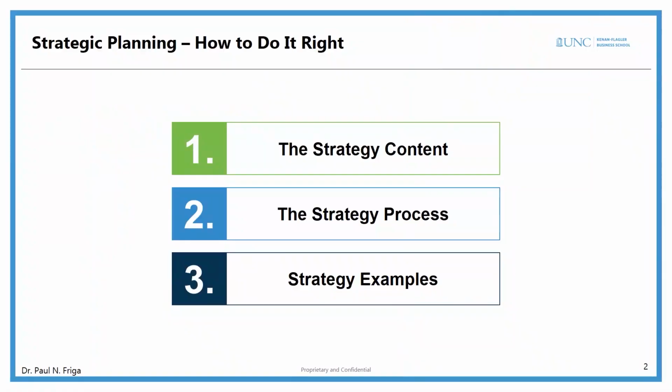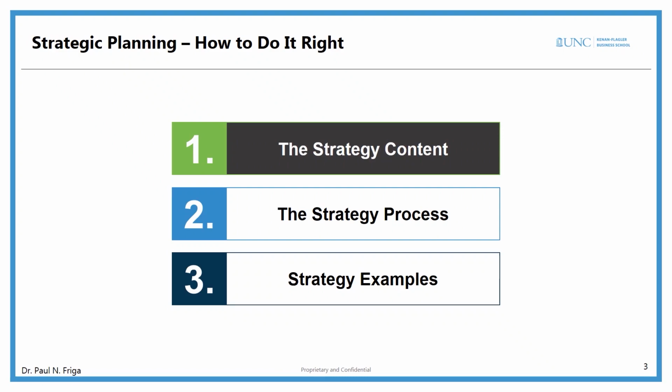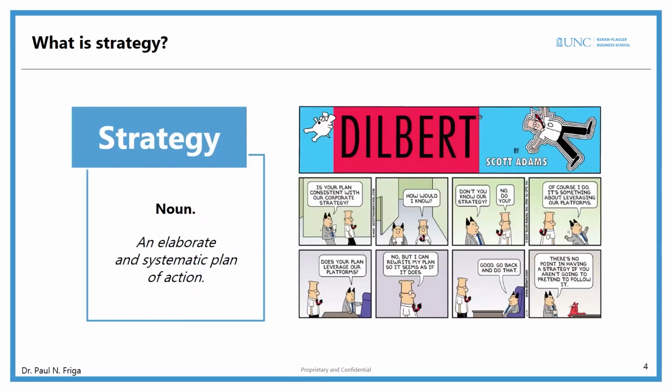My name is Paul Friga, and today I'm going to talk to you about strategic planning, how to do it right. Three topics for our talk. Number 1, the strategy content. Number 2, strategy process. And number 3, strategy examples. Let's start first with the strategy content.